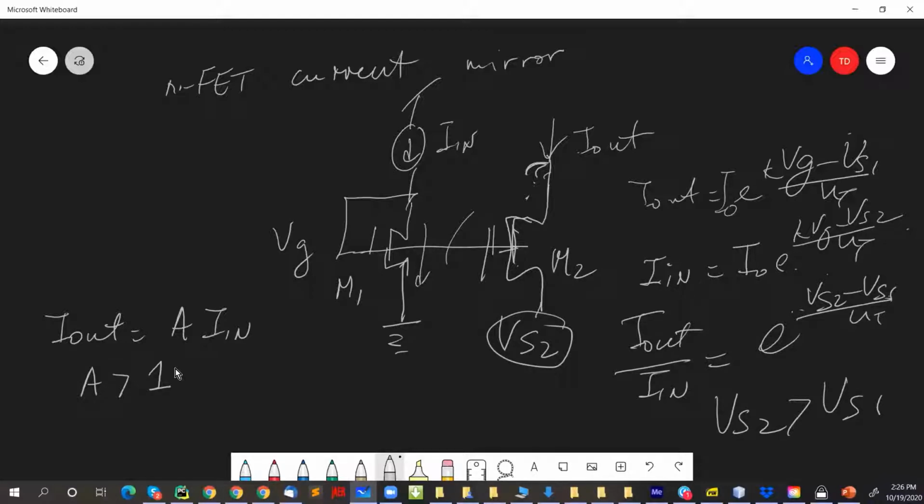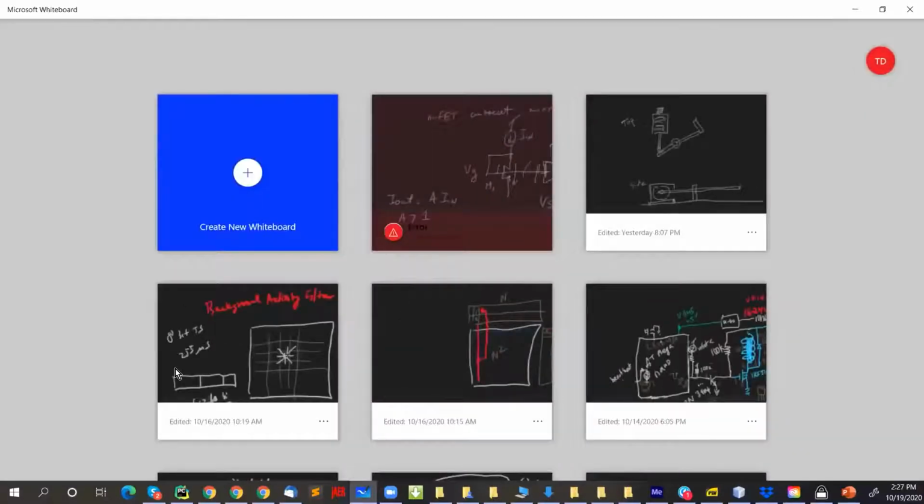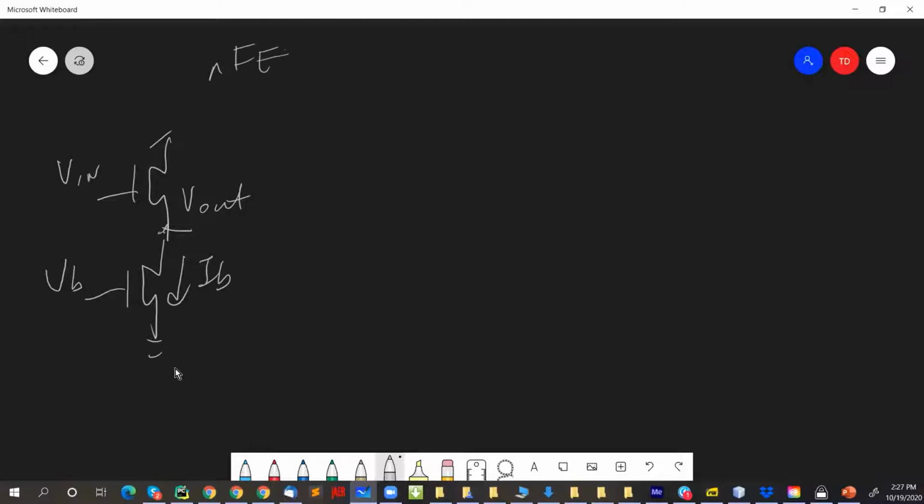Okay, all right. So now the next thing that we can do, if you remember, is that we have a source follower circuit. So let me just make a... okay. So this is the input, this is the output, this is the bias voltage, IB, and this is what we call an NFET source follower.